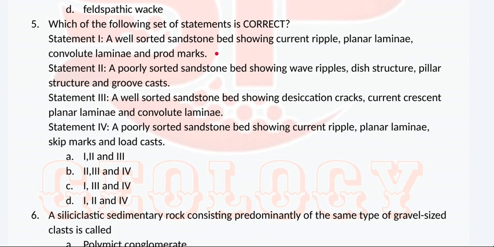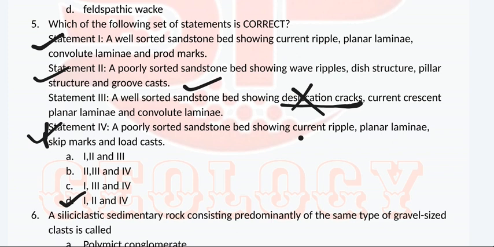Statement 3: a well-sorted sandstone bed showing desiccation crack. Desiccation cracks are only found in mudstone. So desiccation crack is not a feature of a sandstone bed. So it will be incorrect. Then statement 4: a poorly sorted sandstone bed showing current ripple, planar lamina, skip mark, load cast. So all these can be correct. Statement 1, statement 2, statement 4 are correct. So the answer will be D.